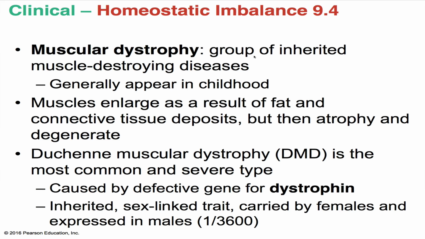Muscular dystrophy is a group of inherited muscle-destroying diseases. Generally, it appears in childhood. Muscles enlarge as a result of fat and connective tissue deposits, but then they atrophy and degenerate. The most common and severe type is Duchenne's muscular dystrophy, or DMD. It's caused by a defective gene for dystrophin. It's inherited. It's a sex-linked genetic disorder, carried by females and expressed in males. So 1 in every 3,600 births will result in a male with muscular dystrophy.